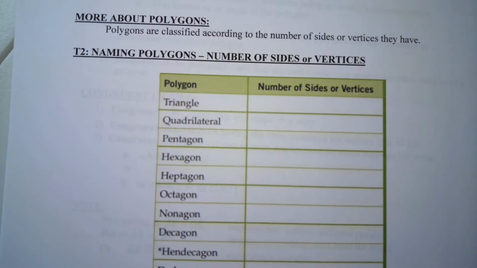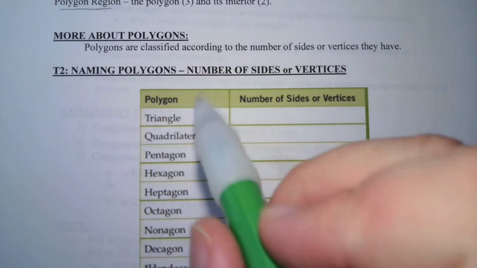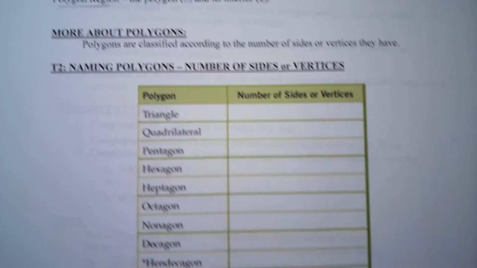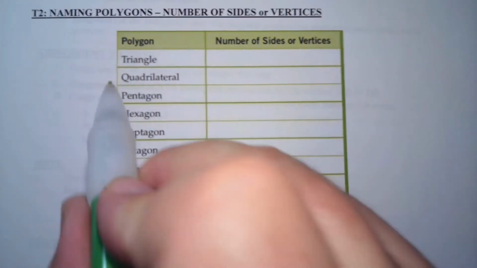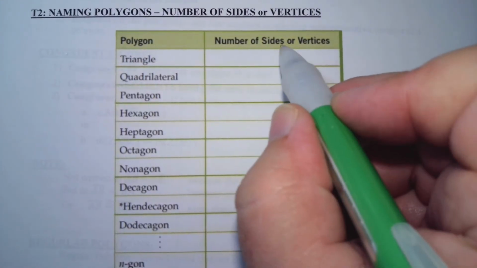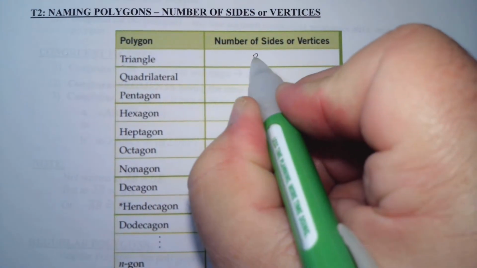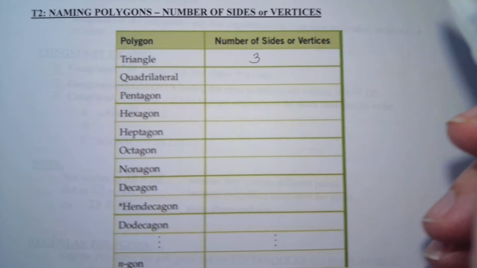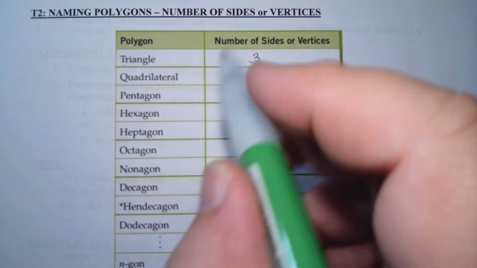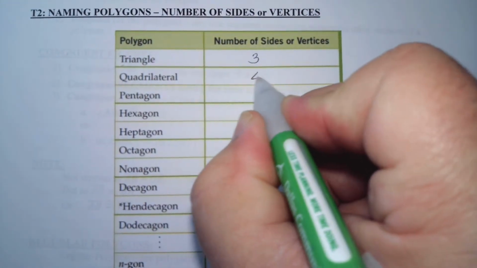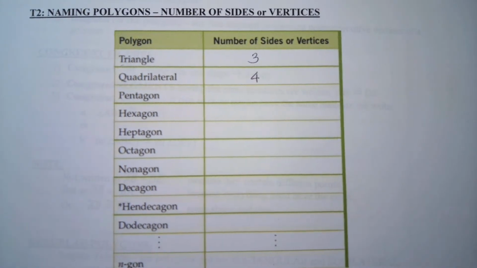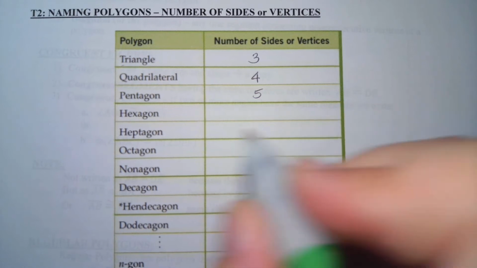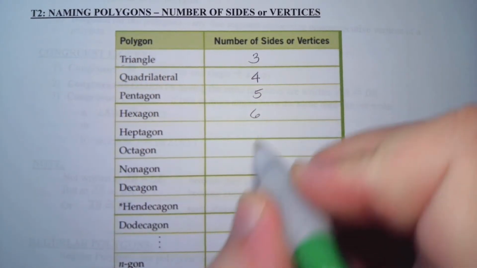More about polygons. Polygons are classified according to the number of sides or vertices they have. So let's look at this. It goes by the name Triangle. How many sides does it have? Tri means 3, so it has 3 sides or 3 vertices, 3 points. Quadrilateral. Quad means 4, so it's 4. Pentagon has 5 sides. Hexagon has 6.